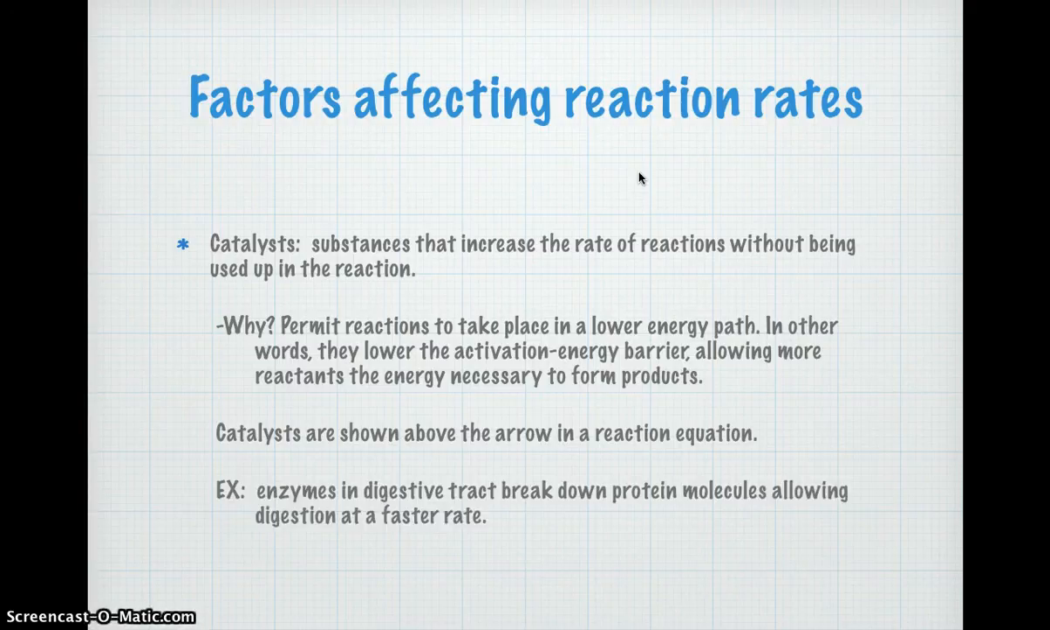In our example, enzymes in the digestive tract break down protein molecules, allowing digestion at a faster rate.